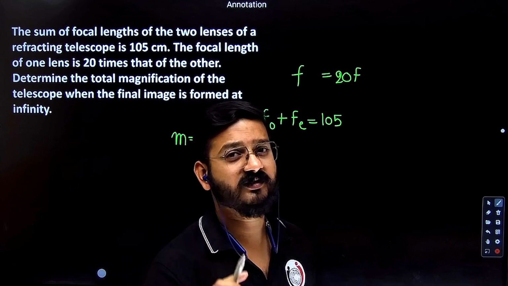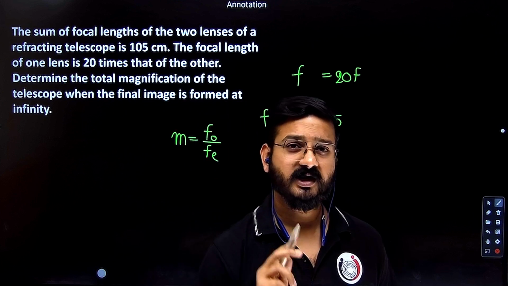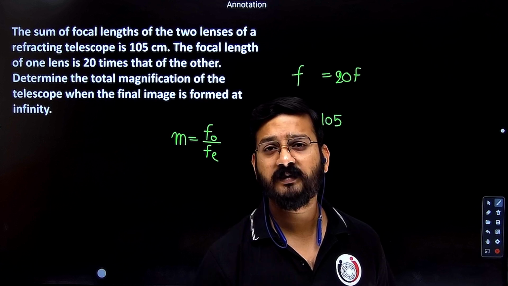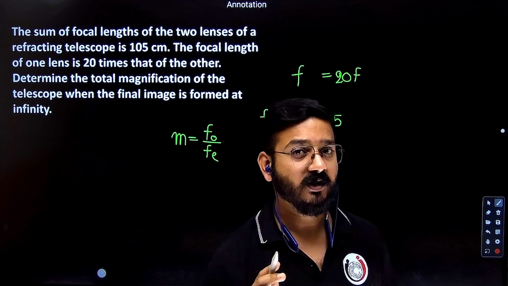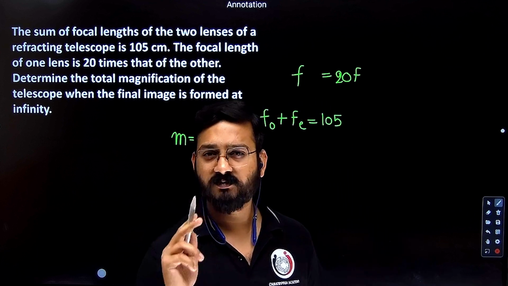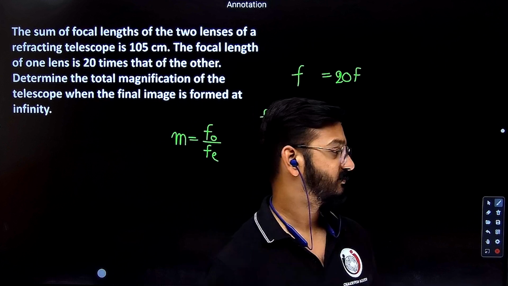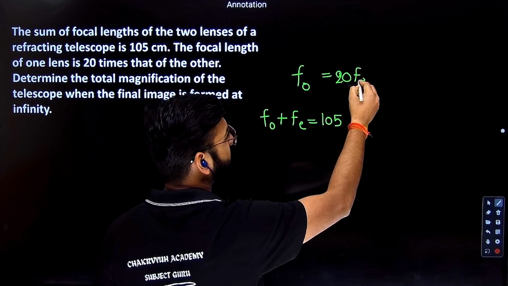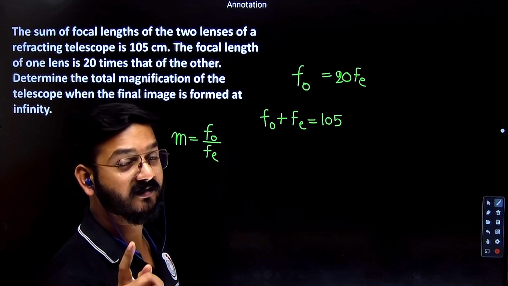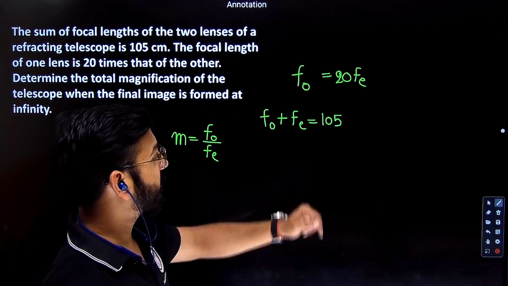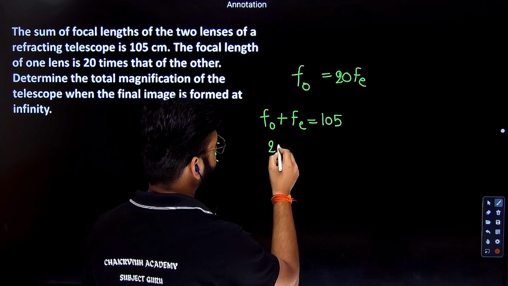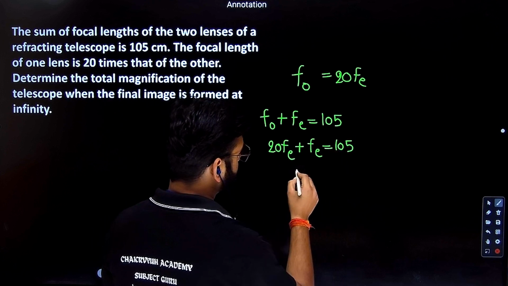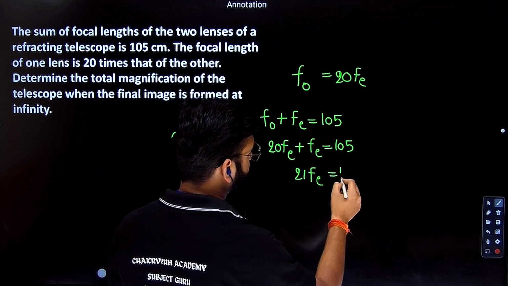As we know in the construction of a telescope, the focal length and aperture of the objective is way greater than the focal length and the aperture of the eyepiece, because if the focal length and aperture of the objective is more, it can gather more light. So the focal length of the objective should be 20 times the focal length of the eyepiece. You need to identify by using the construction which one will be greater. Substitute here. So it is 20 Fe plus Fe equals 105. So 21 times Fe is equal to 105.